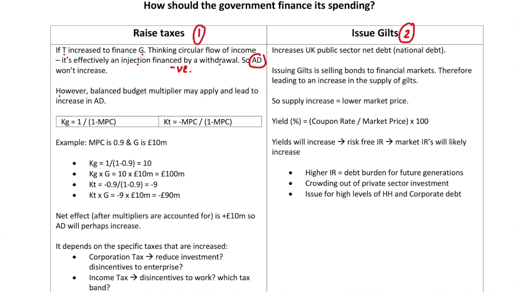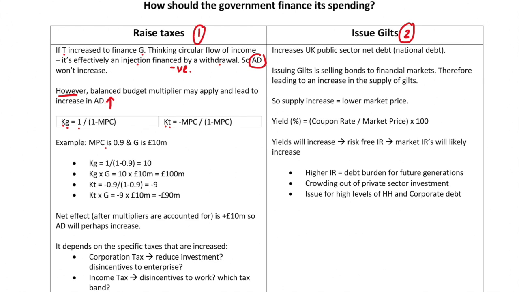However, it's worth being aware of the balanced budget multiplier, and that may apply, and that may actually lead to an increase in AD. We'll go through a simple example of why. For the balanced budget multiplier, the two key formulas you need to be aware of are the simple multiplier for the government, which is 1 over 1 minus MPC, and also the tax multiplier, whose formula is minus MPC divided by 1 minus MPC.